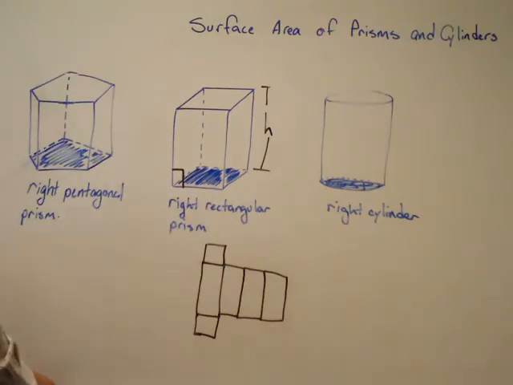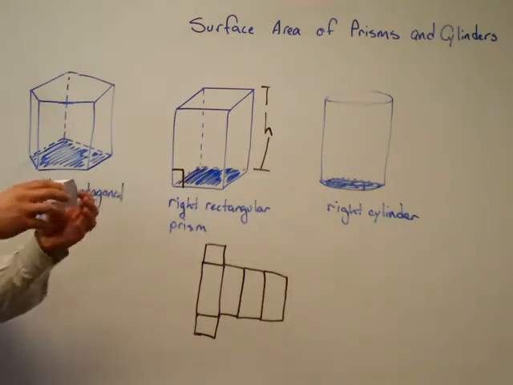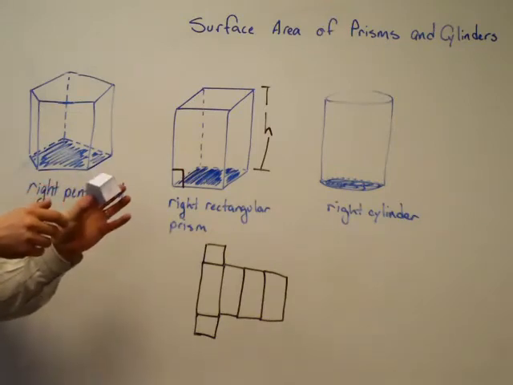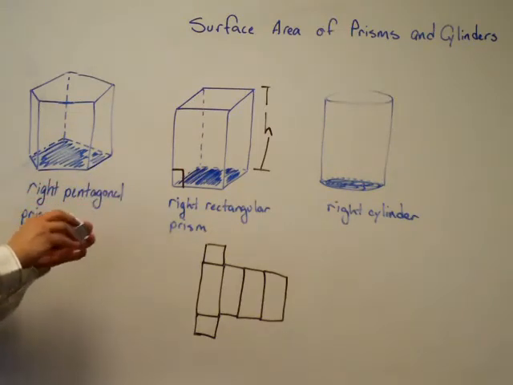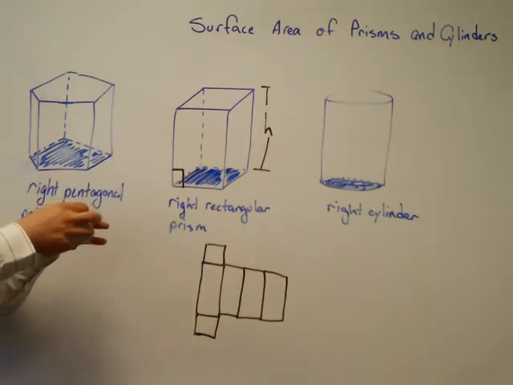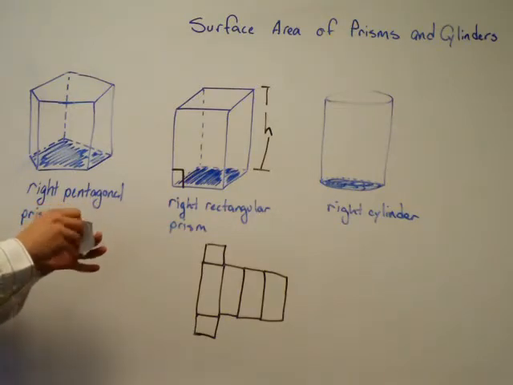For the right pentagonal prism, I've also got a net here. Here is the pentagonal prism. A net for it would be if I were to take this prism and sort of unfold it.